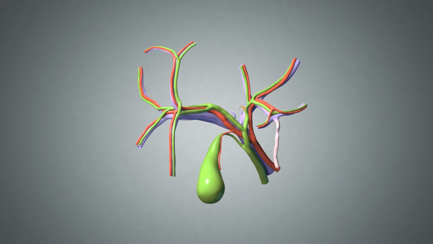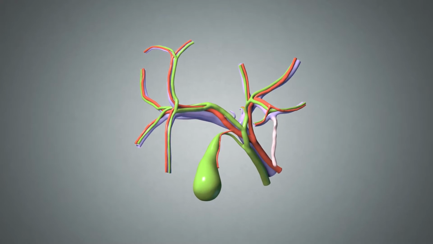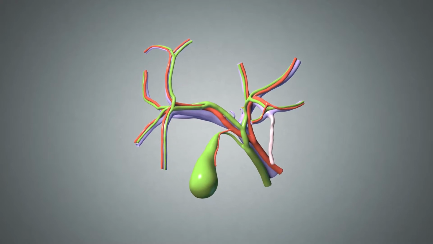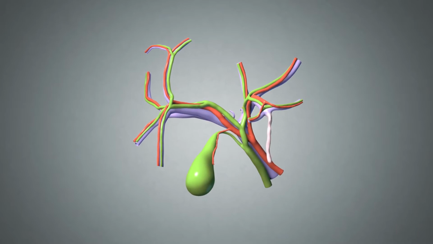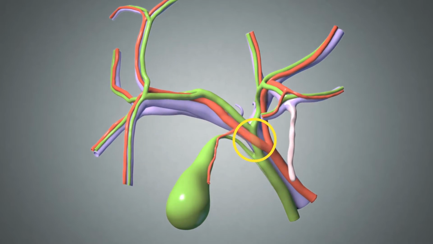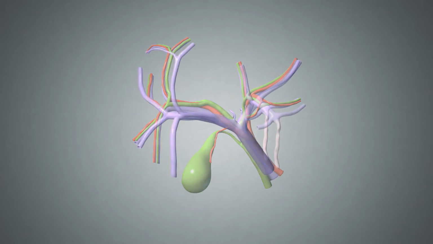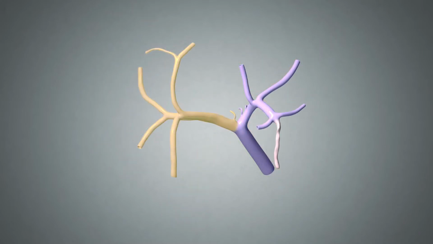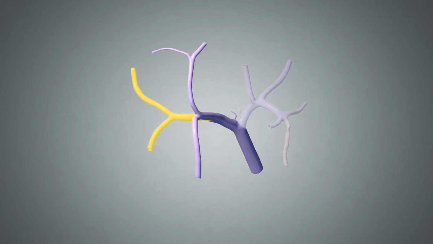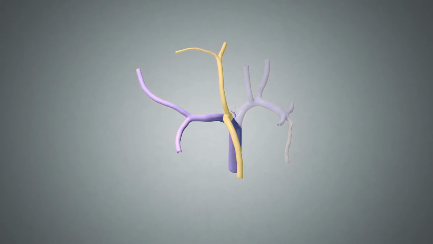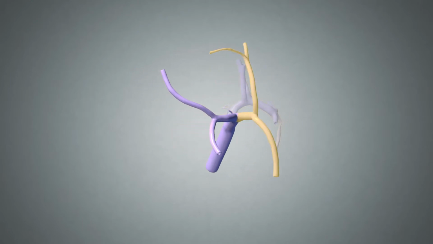Most commonly, the right hepatic artery travels posterior to the common bile duct as depicted. However, in approximately 20% of the time, it can actually travel anterior to the bile duct. The main portal vein branches into a right and left portal vein. The right portal vein branches into a right posterior portal vein and a right anterior portal vein.